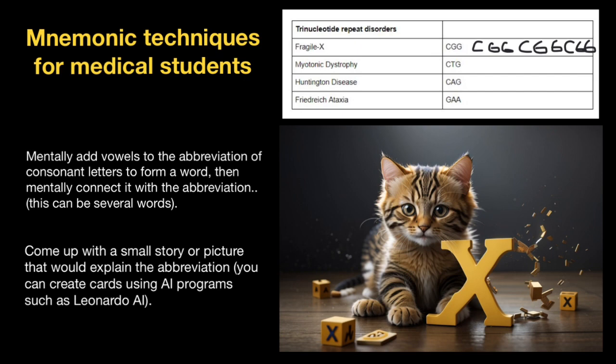So basically, what is my picture? C stands for cat, by the name Gigi, playing with Fragile X, and I'm saying, don't play with Fragile X, it can break. So this is my mental picture. How to memorize 40 in this context?